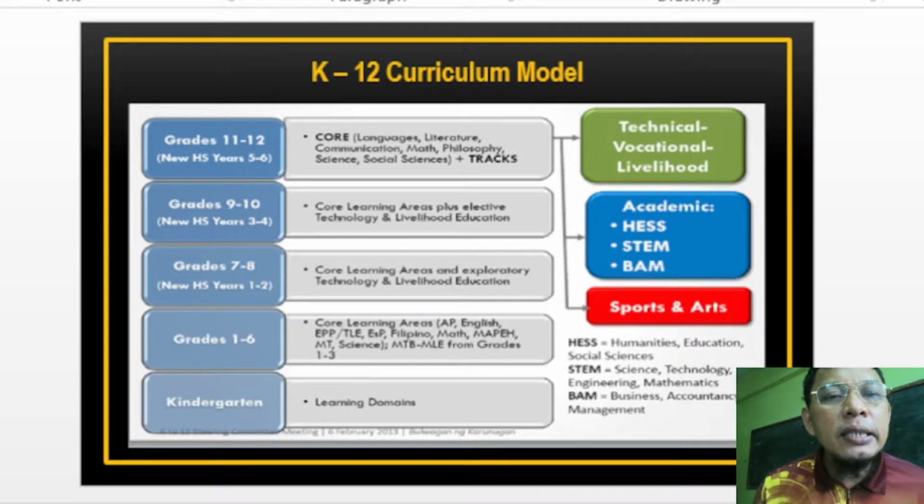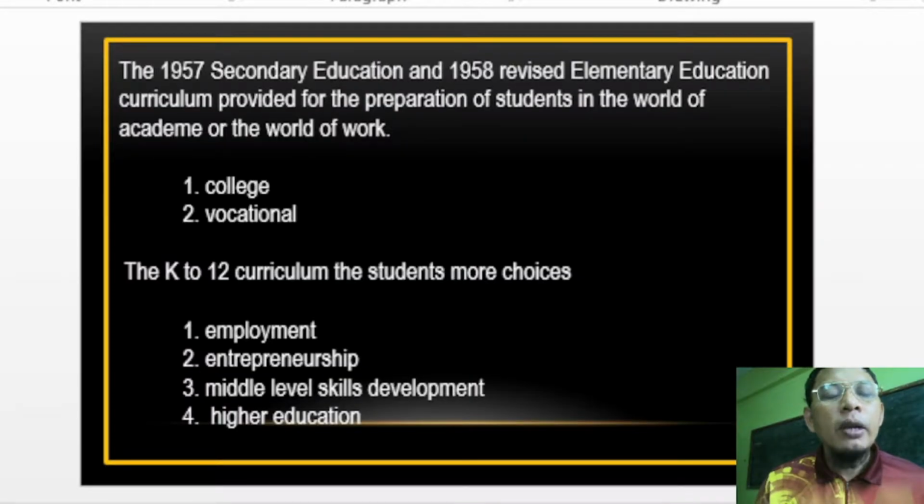Grade 9 to 10 is school learning area plus elective. And grade 7 to 8 is exploratory and technology and livelihood education. The comparison of the old curriculum and the K-12.